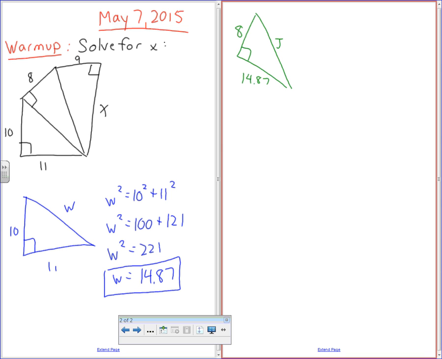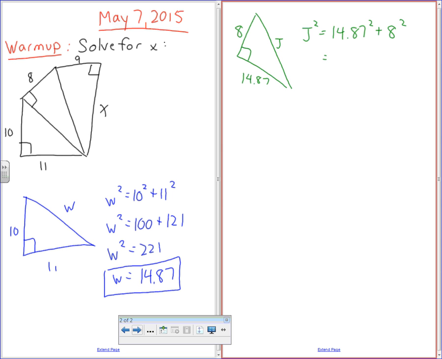14.8 squared plus 8 squared. Yes, so J squared equals 14.87 squared plus 8 squared. Now, this is the magic of trig, at least I think it's magical. Can somebody tell me without using a calculator and justify what's 14.87 squared going to be, Calvin? How'd you get that? You do that in your brain. How'd you get that?